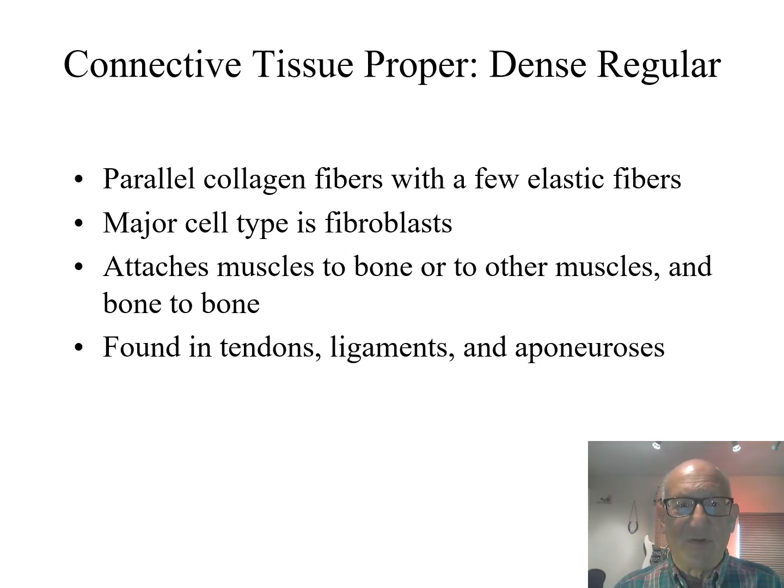The next type of connective tissue proper is dense regular connective tissue. It has parallel collagen fibers with a few elastic fibers interspersed. The major cell type is a fibroblast. It attaches muscles to bone or to other muscles and bone to bone. It's found in tendons, ligaments, and aponeuroses, which are broad tendon-like structures in certain areas of the body.